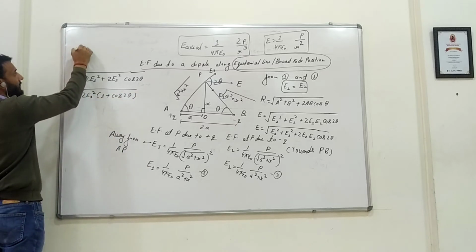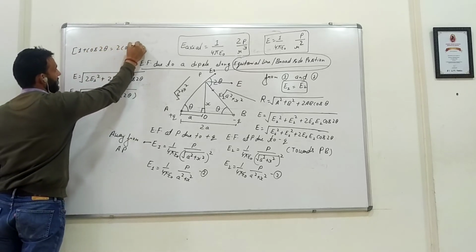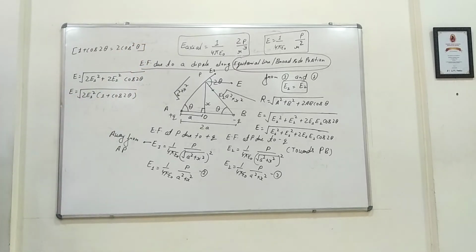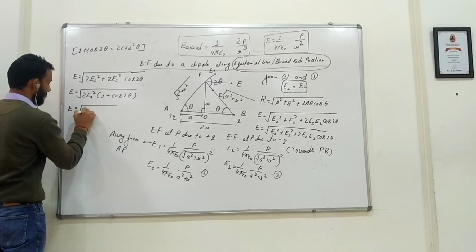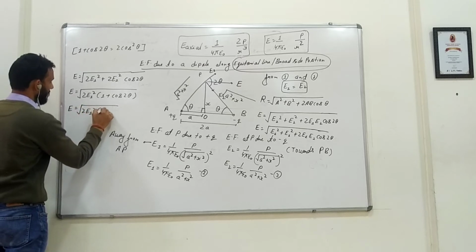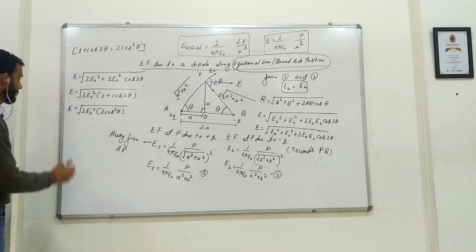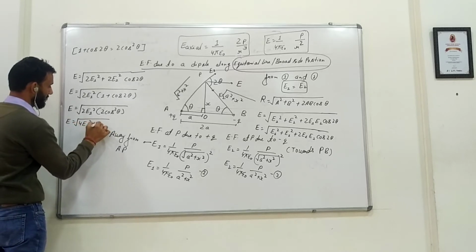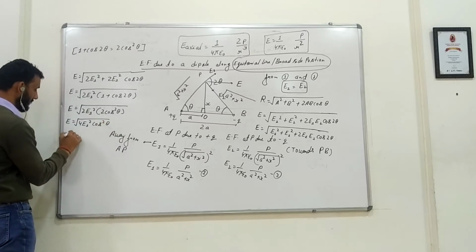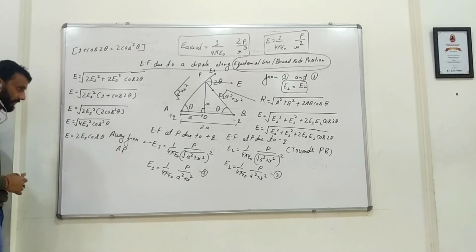Guys, 1 plus cos 2 theta is equal to 2 cos square theta. Okay? 1 plus cos 2 theta is equal to 2 cos square theta. E is equal to under the root 2 E1 square into 2 cos square theta. E is equal to under the root 4 E1 square cos square theta. E is equal to 2 E1 cos theta. Square will remove this root.